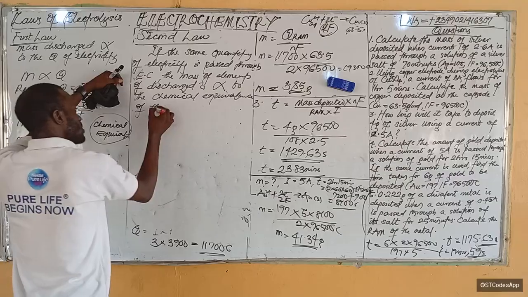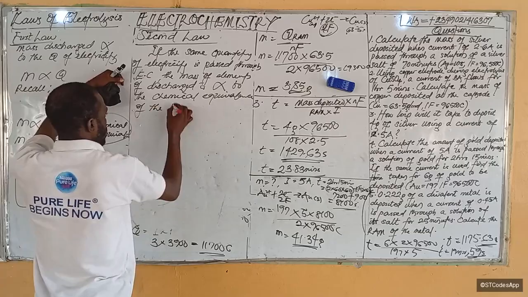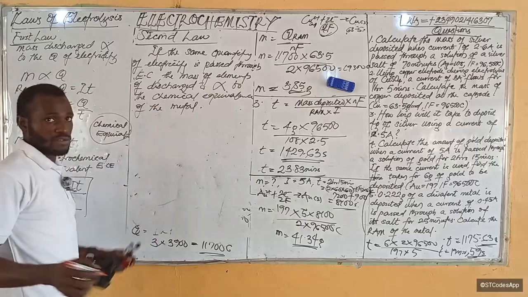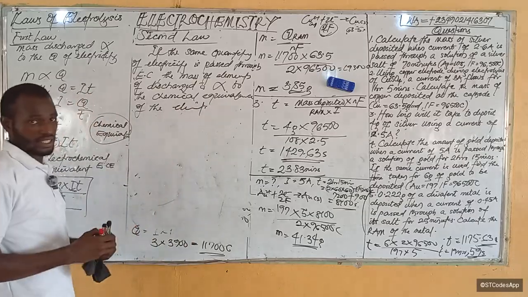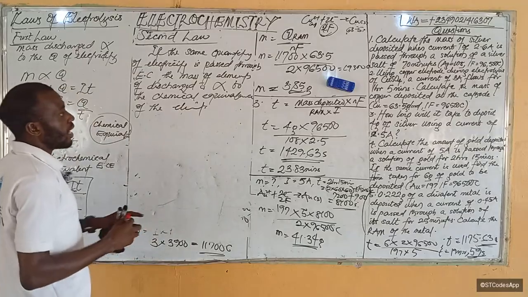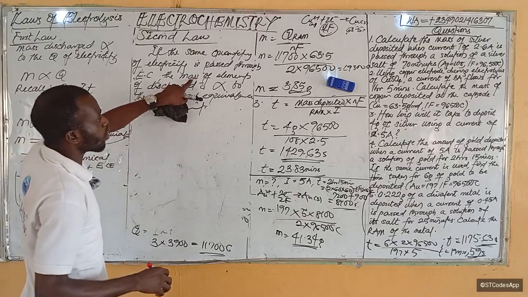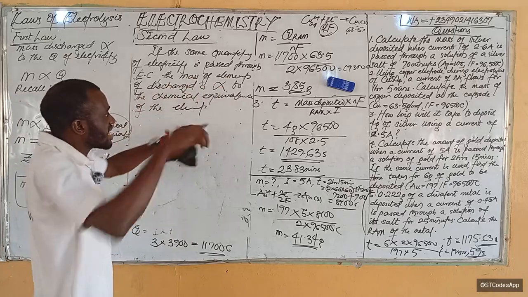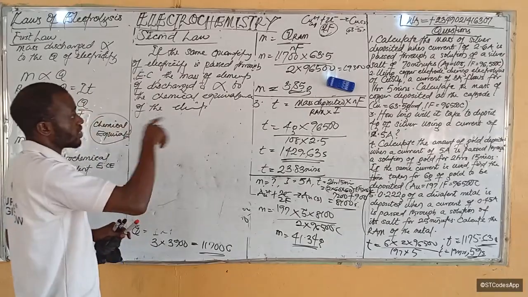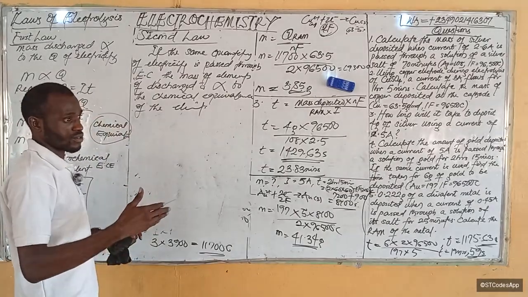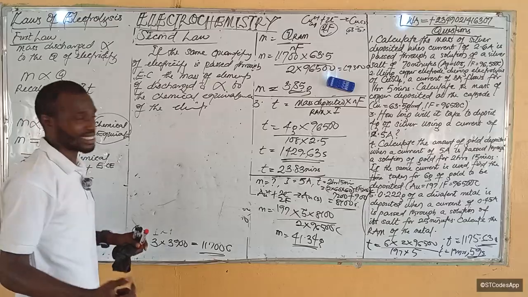Chemical equivalence of the metal, sorry. Do you understand? Of the metals, of the elements that are discharged. Now listen, the way you will see this law being said in your textbook might be that the number of moles of element discharged is inversely proportional to the quantity of electrons gained. Is that okay?